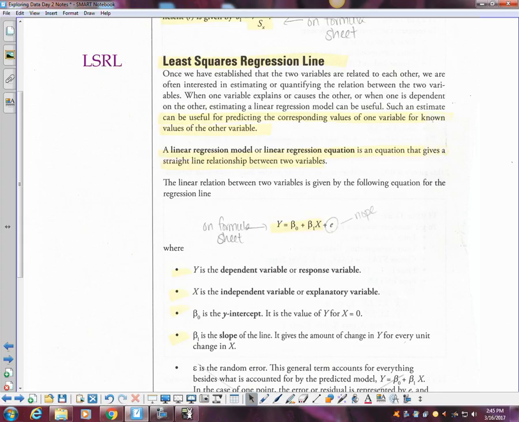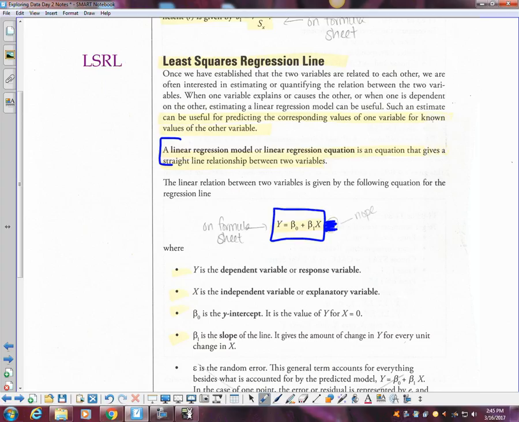The reason we want a regression line, which is what we just found for the heights, is so that we can predict what should happen given specific pieces of information. So a linear regression model, or a linear regression equation, is an equation that gives a straight line relationship between two variables. This right here, and they have this E, which is this error, which we don't use. That right there is on your formula sheet.